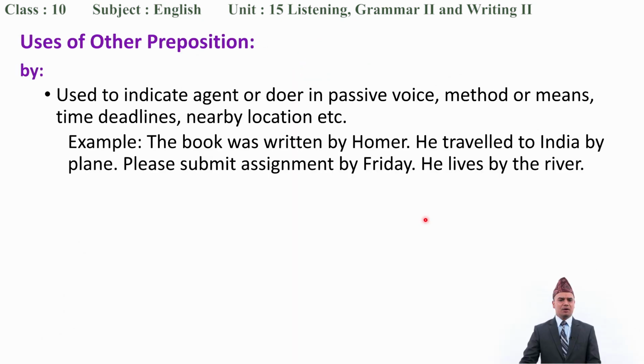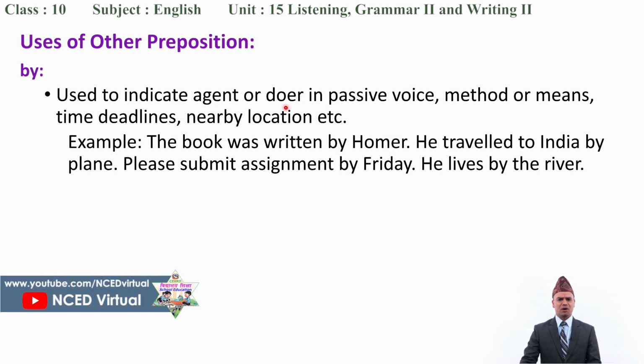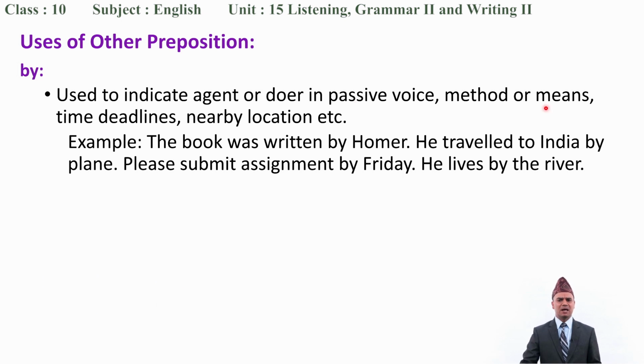By is used for the agent or doer in passive voice. Basically it's used in passive voice. Method or means, time, deadline, nearby location. In that exercise we used this rule, nearby location, we use by. You can see the example, written by Homer. This book was written by Homer. He traveled to India by plane.